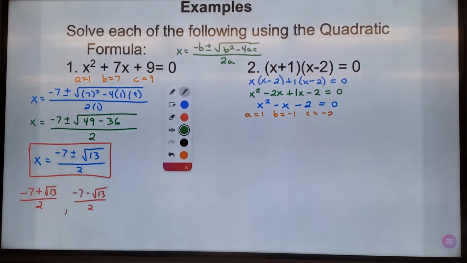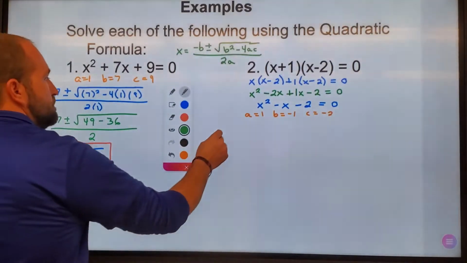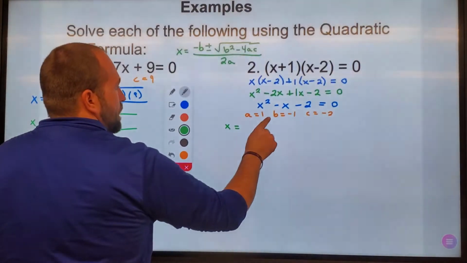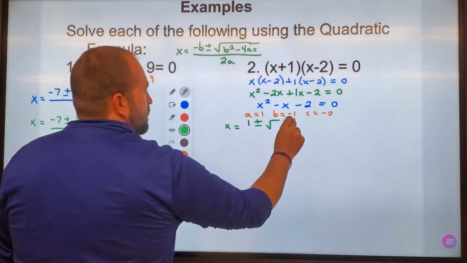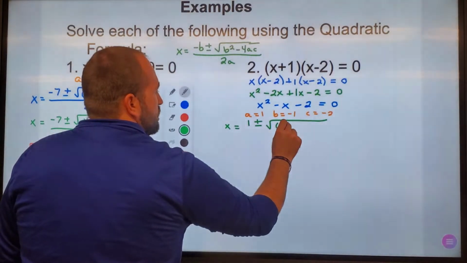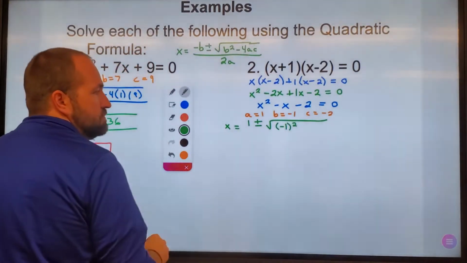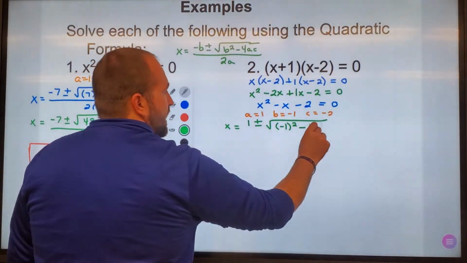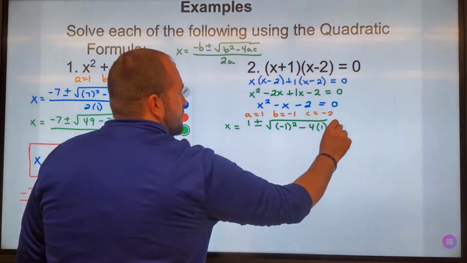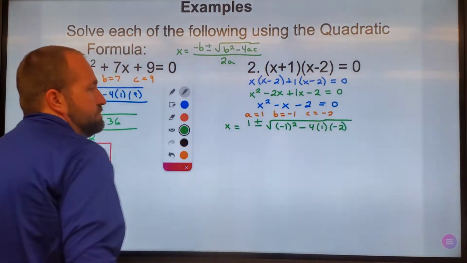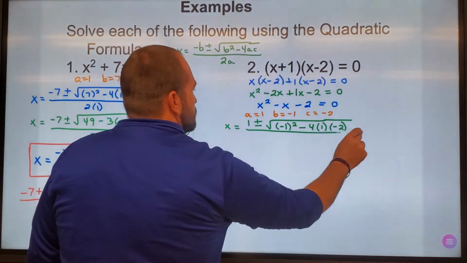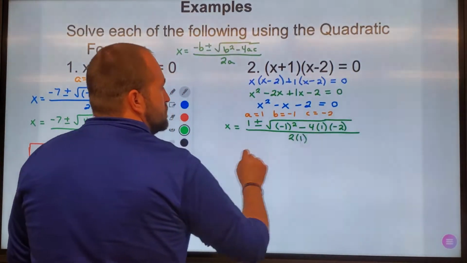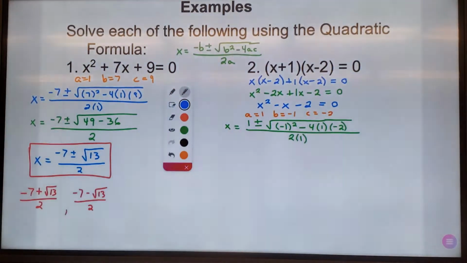Again, then plugging into the quadratic formula, which is above, we have x equals the opposite of negative 1, which is 1, plus or minus the square root of b squared, so negative 1 squared, minus 4 times a times c, all over 2 times the value of a.